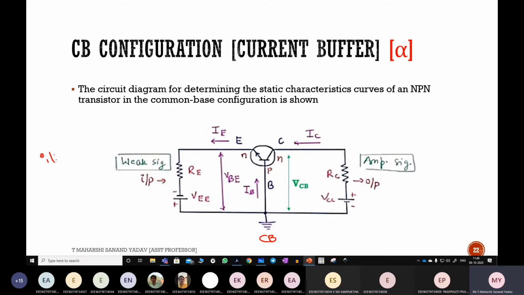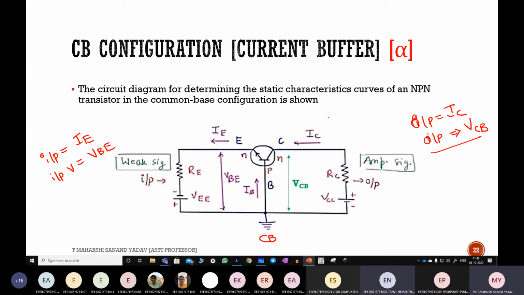Input current is nothing but IE. Next, input voltage is VBE. Next, here, sorry, output current is IC, and output voltage is VCB or VCC. Anything is okay.